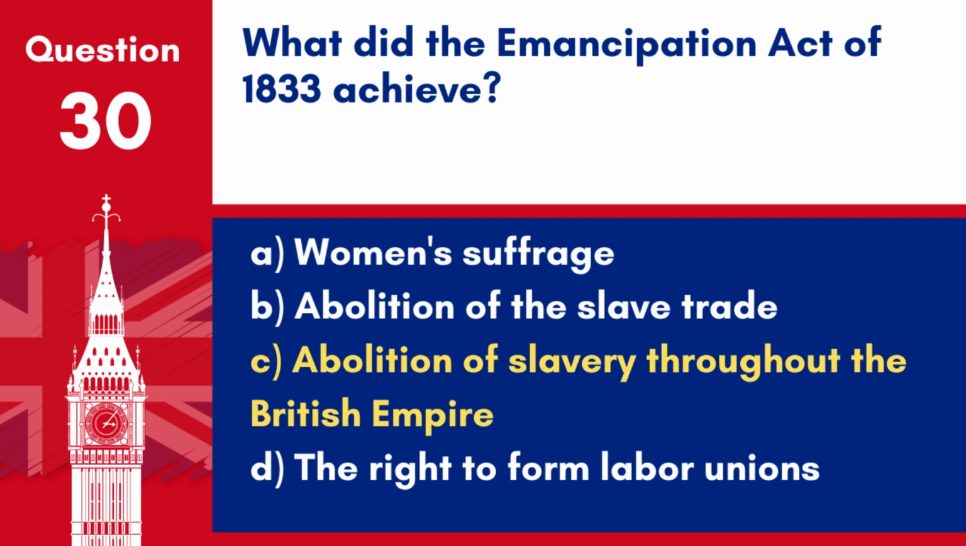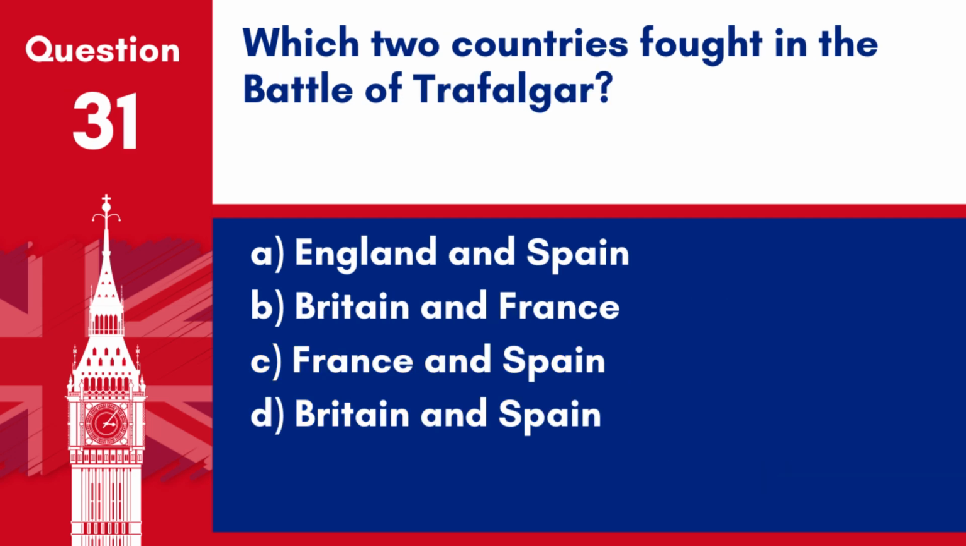Answer: C. Abolition of slavery throughout the British Empire. The Emancipation Act of 1833 achieved the abolition of slavery throughout the British Empire. Question 31. Which two countries fought in the Battle of Trafalgar? A. England and Spain. B. Britain and France. C. France and Spain. D. Britain and Spain. Answer: B.